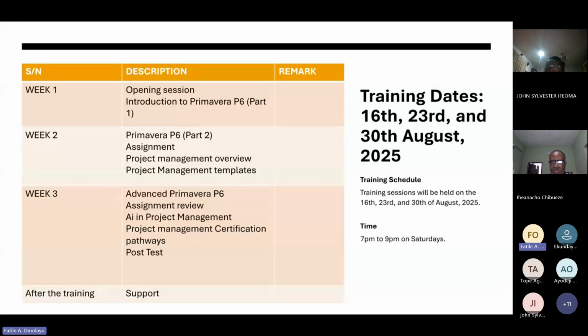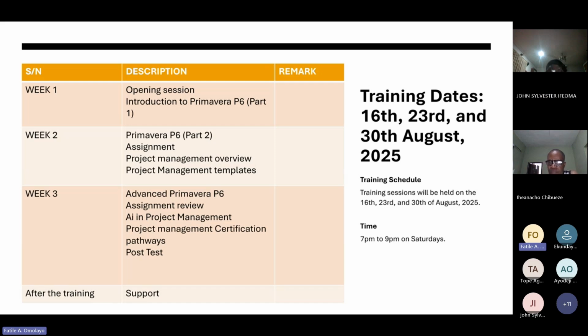I have tons of project management templates and documents that I'm going to give us that we're going to look at. That way we do in week 2. In week 3, we go a little bit advanced in Primavera P6. As in week 2, we're going to have our assignment also. Please take note of that, right?